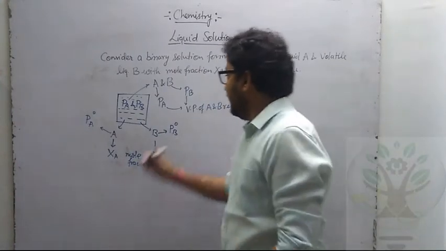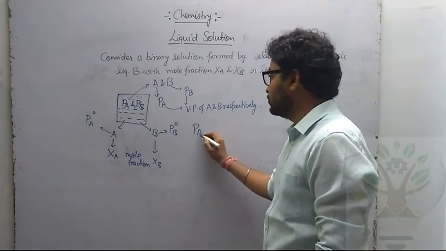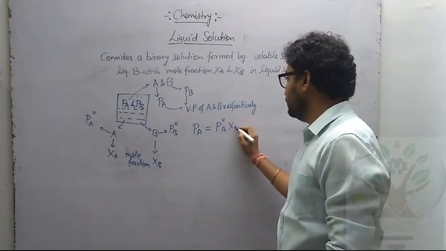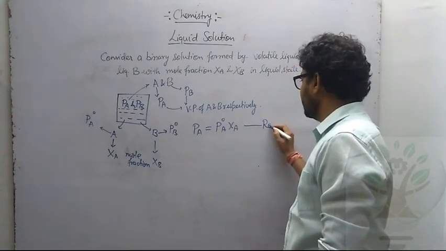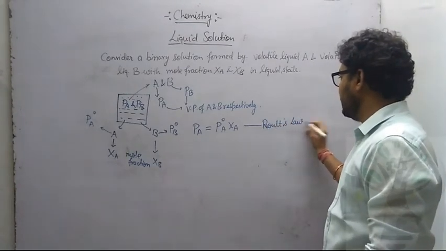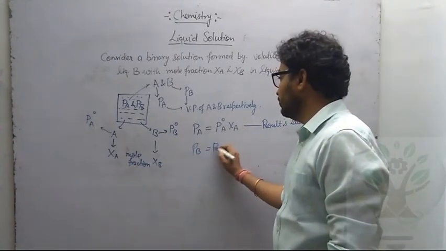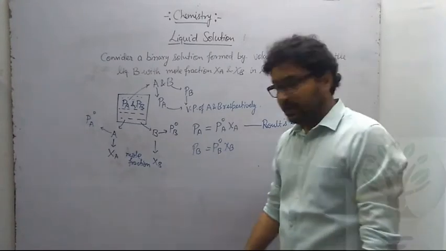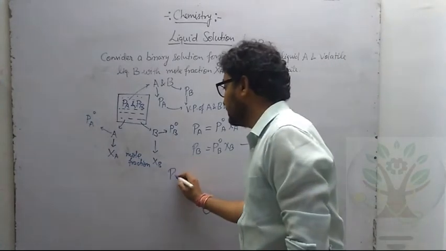Very well. If I want to calculate just PA, how will I calculate PA? PA will be equal to P naught A into XA. Are you getting this? How did I write this? I wrote this from Raoult's law. Similarly, how can I write PB? PB will be equal to P naught B into XB. How did I write this? According to Raoult's law.